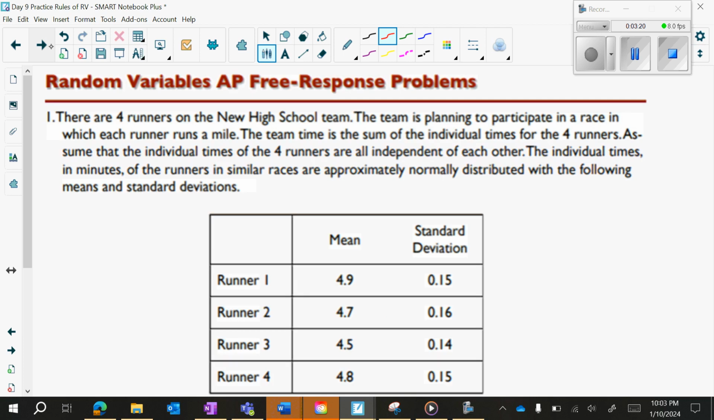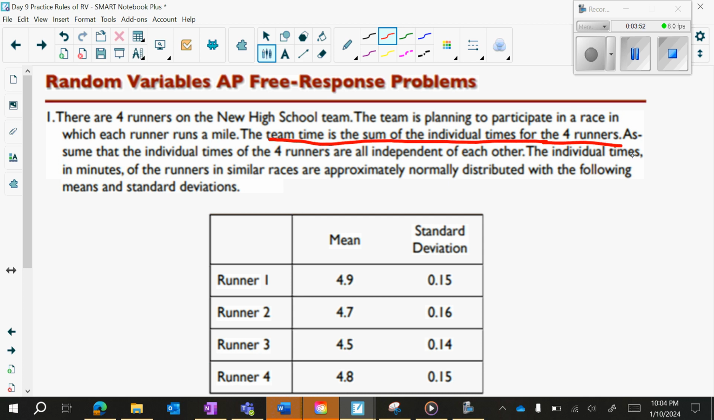So here is an old AP question, but it did involve random variables. And this is in your classwork, by the way, it's called Rules of Random Variables Practice. There are 4 runners on the new high school team. The team is planning to participate in a race in which each runner runs a mile. The team time is the sum of the individual times. So let's underline that: the team time is the sum of the individual times for the 4 runners.